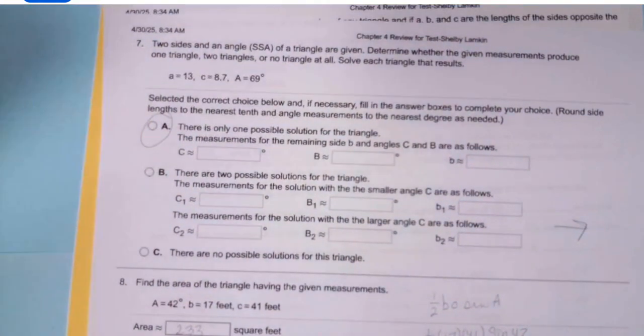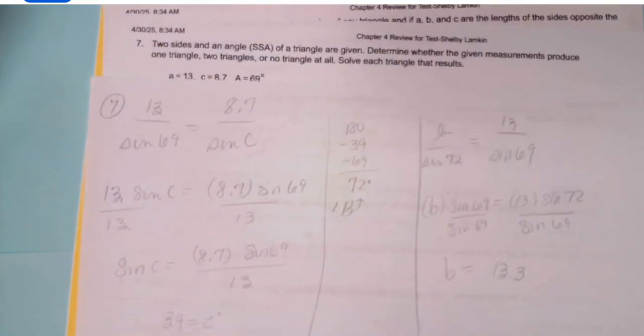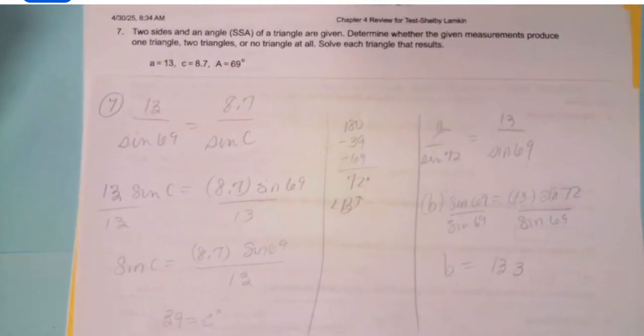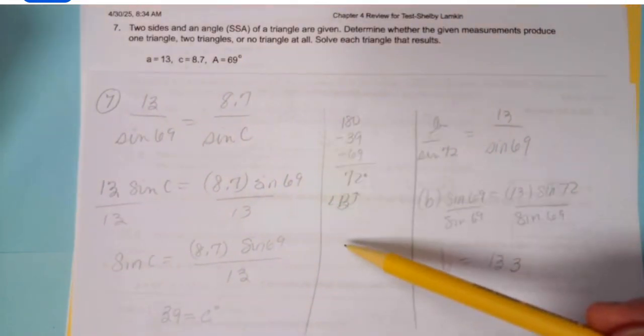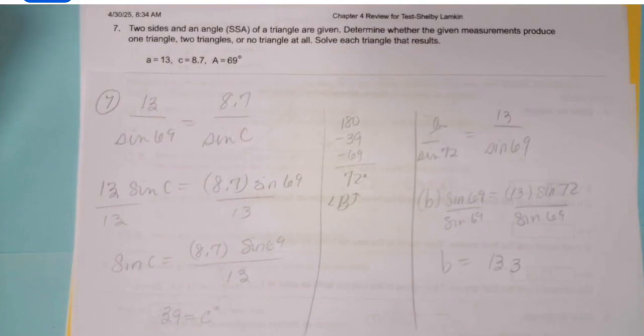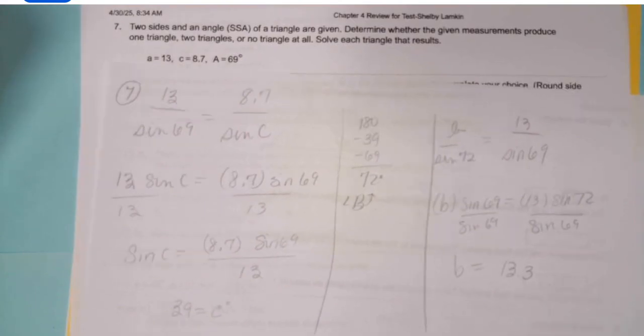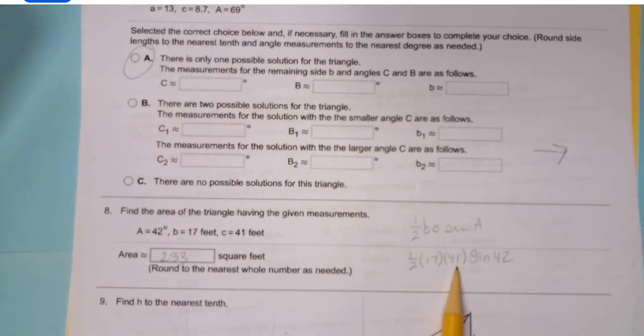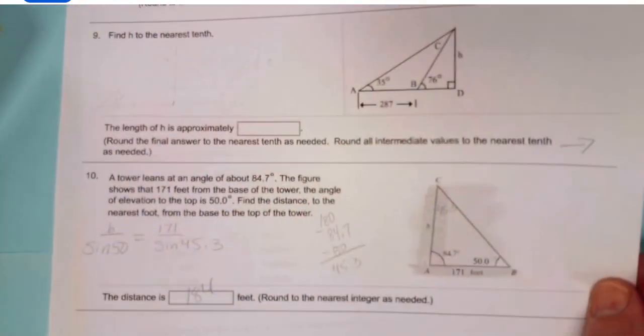Number 7, similar question. Here's where I've worked out number 7 using the law of sines. Subtract from 180, use the law of sines. Number 8, we're going to use the formula for the area.